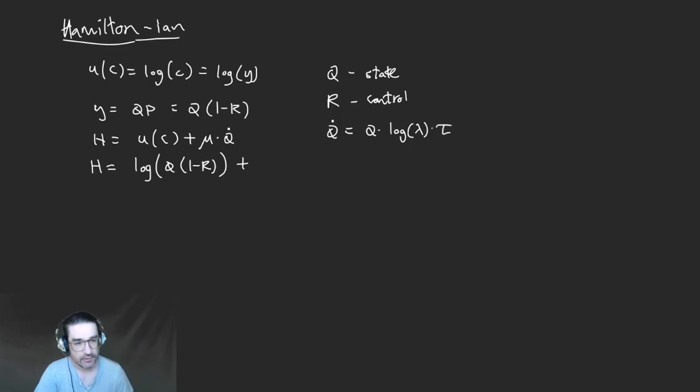So here, the growth rate is that thing on the right, log lambda plus tau. All we're doing here is just moving that q over, because we're interested in q dot, not the growth rate of q exactly. So it's a proportional process.